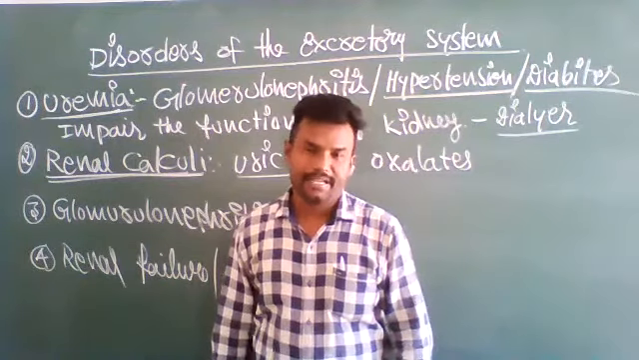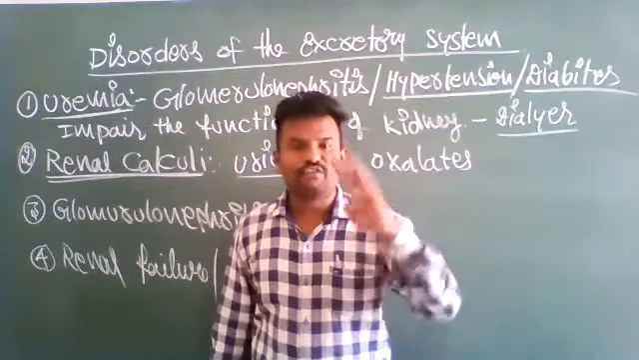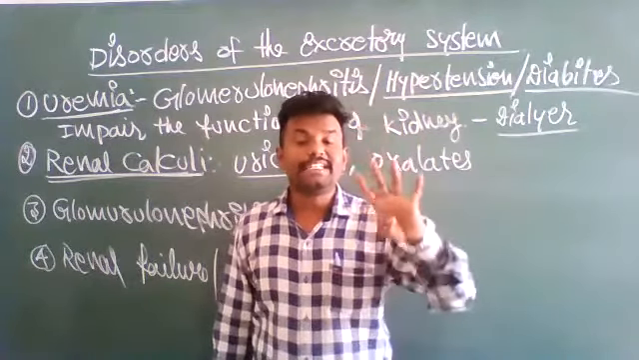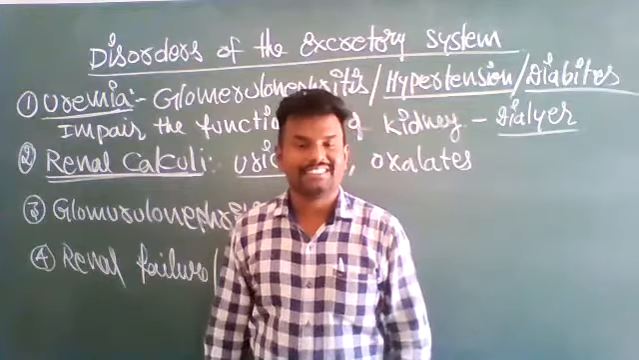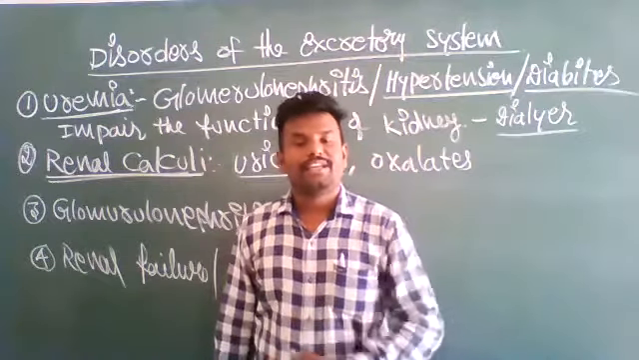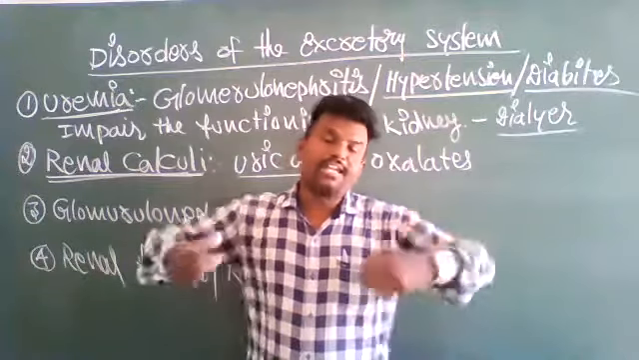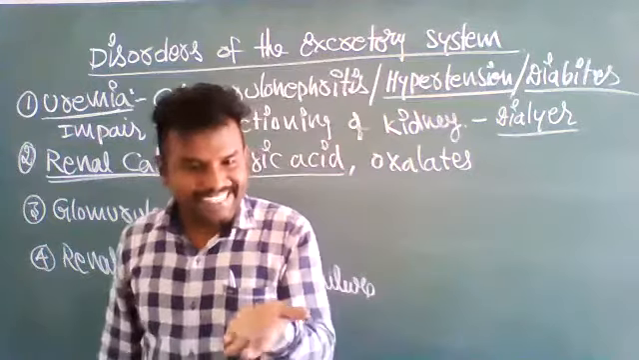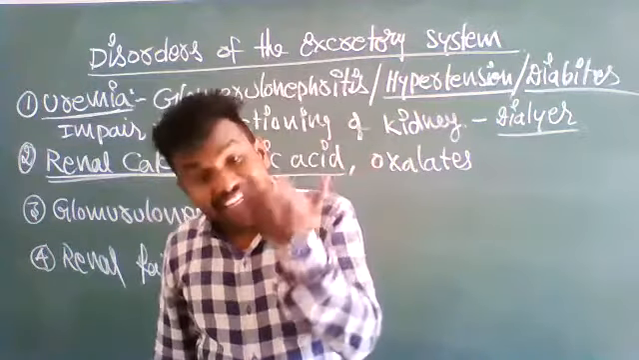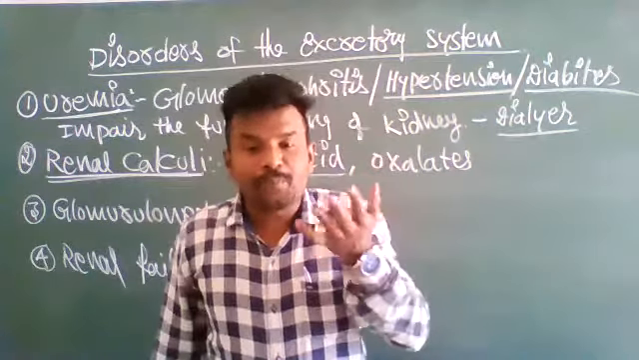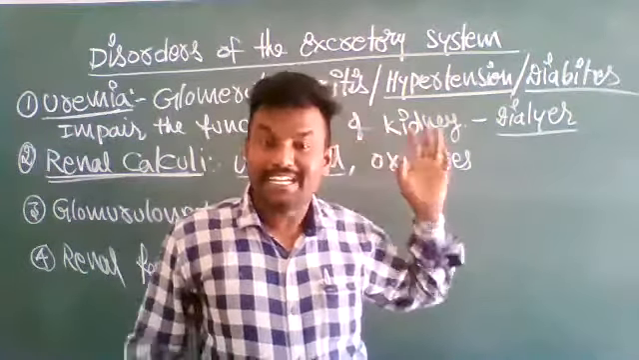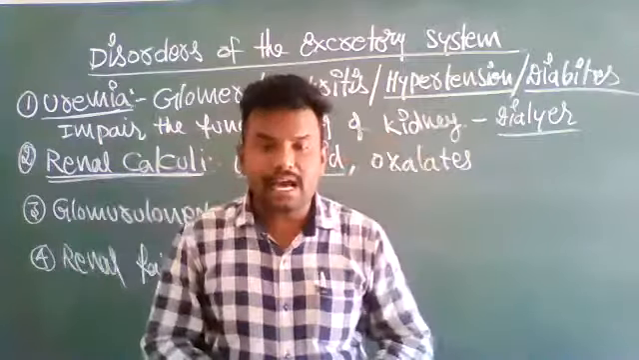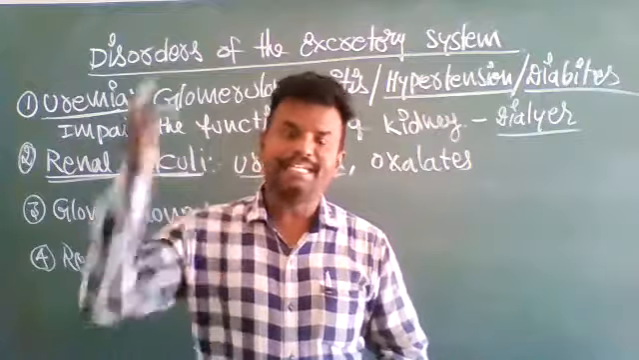For the excretory system, per day we must drink 4 liters of water. It's compulsory. Then only our body becomes healthy. When we drink more and more water, glomerular blood flow is increased, and the glomerular filtration rate is increased. When filtration occurs through the glomerulus, the pressure is increased. Due to the pressure, if stones are formed, those stones get dissolved and eliminated.